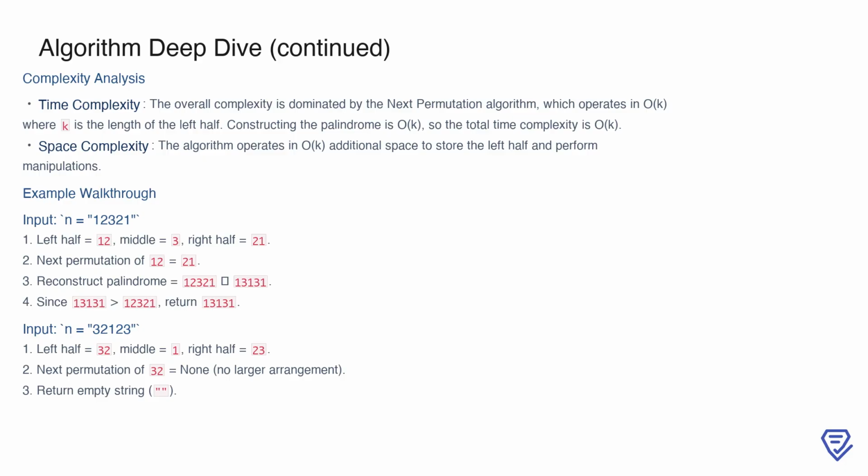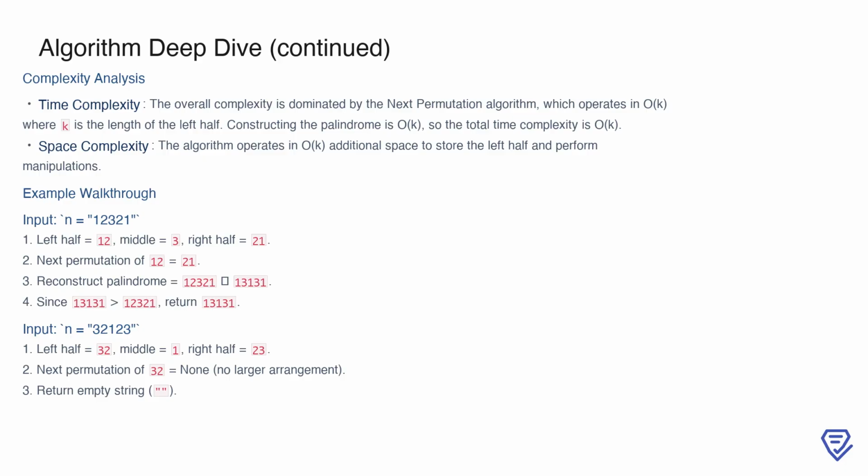For the input 12321, the left half is 12, the middle character is 3, and the right half is 21. Applying the next permutation to 12 results in 21. Reconstructing the palindrome gives 13131, which is greater than the input, so we return it.